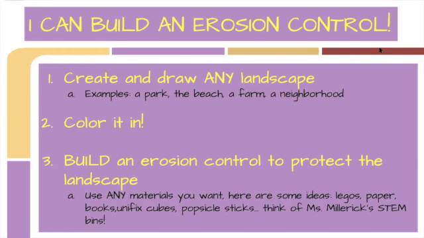Third, on top of your landscape that you drew, you are going to build an erosion control to protect the landscape. And I gave you some ideas of materials you can use when you are building, right? You can use Legos, paper, books, Unifix cubes, popsicle sticks. Think of Miss Miller STEM bins, the things that I have in my STEM bins. If you have any toys like that at home, you can use those.